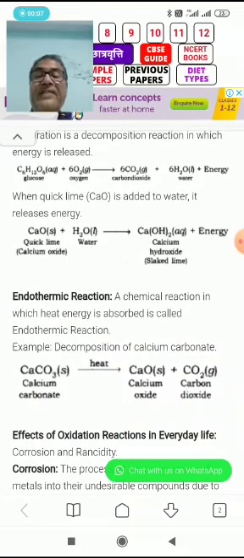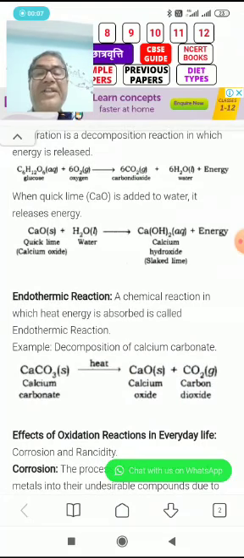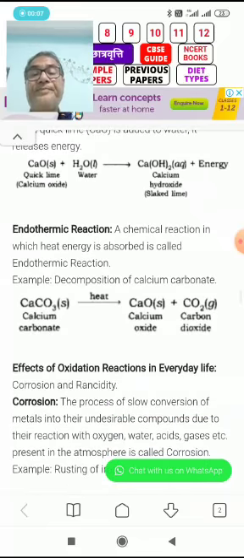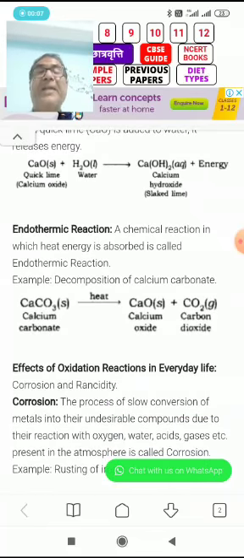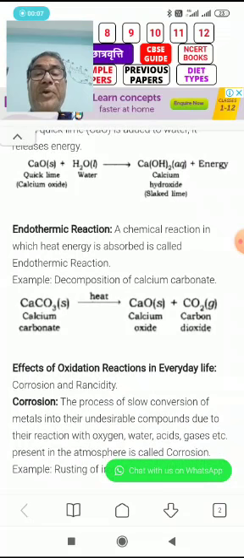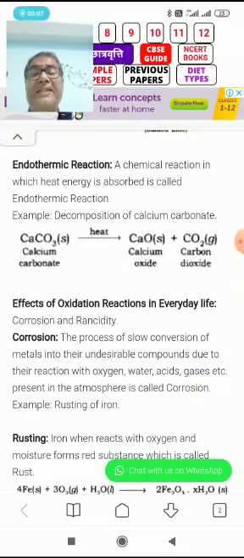Second one is your endothermic reaction. A chemical reaction in which heat energy is absorbed is called endothermic reaction. For example, decomposition of limestone, that is calcium carbonate. When we heat calcium carbonate, we get calcium oxide and CO2 gas. So calcium carbonate absorbs heat to form calcium oxide and CO2 gas. Another example in physical change, evaporation of water is endothermic.